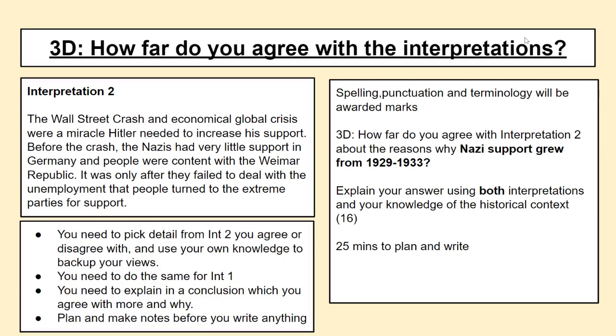So, how do we answer this? What do we need to do? Well, the first thing is you need to pick detail from interpretation 2 you agree or disagree with, and use your own knowledge to back up your views. This is part of the planning stage. You then need to do the same for interpretation 1. Look through the interpretation, make a few notes. What do we agree with? What do we disagree with? You then need to explain in a conclusion which you agree with more and why. I'm going to plan and make these notes before you write anything down.